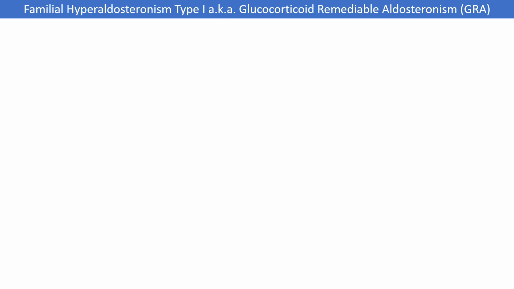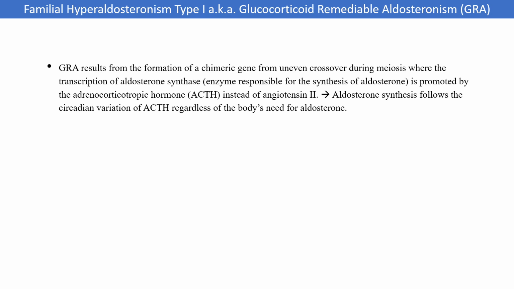A few words about familial hyperaldosteronism, also known as glucocorticoid remediable aldosteronism, or GRA. GRA results from the formation of a chimeric gene from uneven crossover during meiosis, where the transcription of aldosterone synthase is promoted by ACTH instead of angiotensin II. What this means is aldosterone synthesis follows the circadian variation of ACTH, regardless of the body's need for aldosterone.